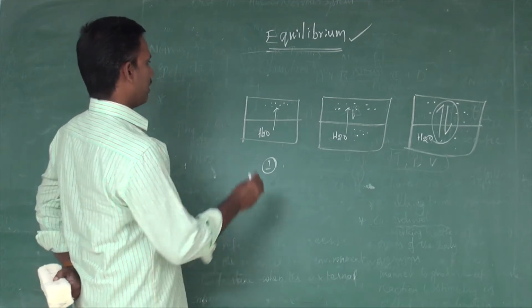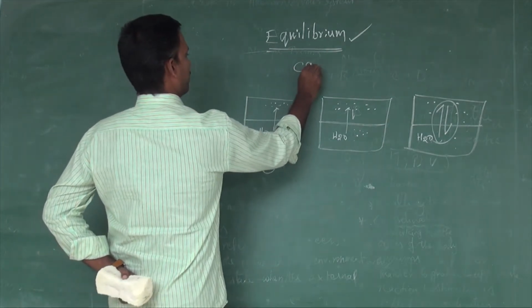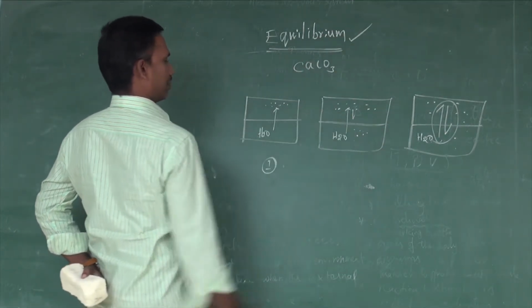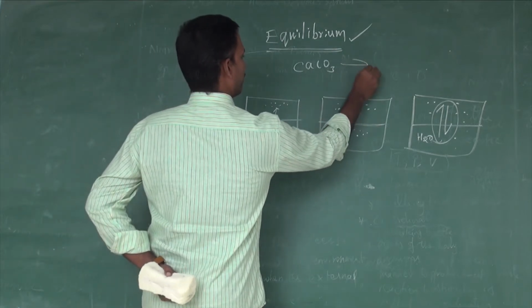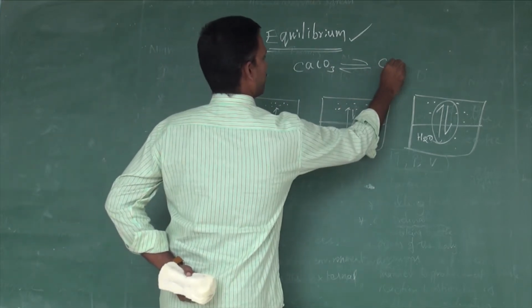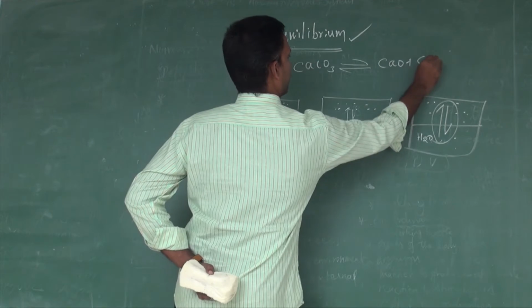Let us see some chemical examples for chemical equilibrium. Calcium carbonate in equilibrium with calcium oxide and carbon dioxide.